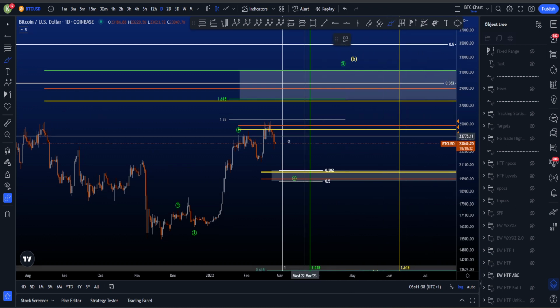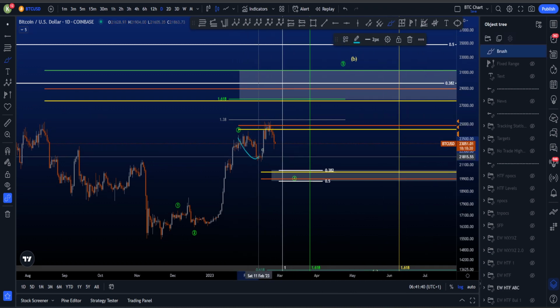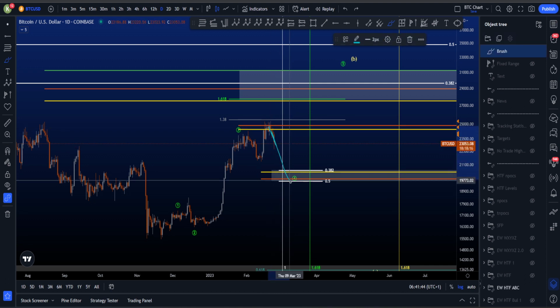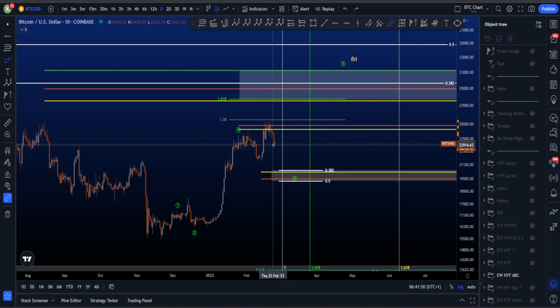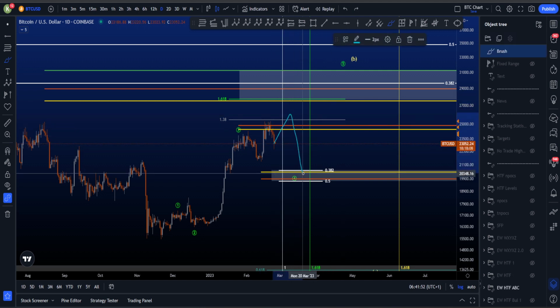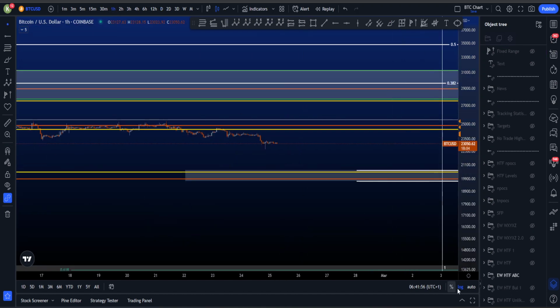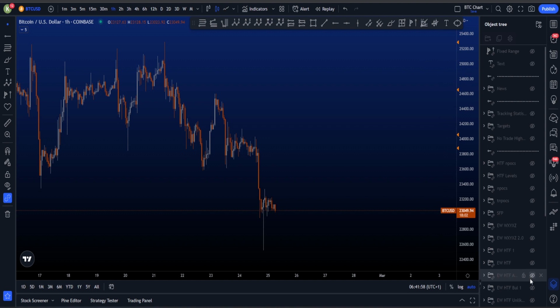So this is what I'm looking for. Now the question is, if this is an expanded flat, are we now going to the downside with the move that we see over here and go towards the target area for wave 4 before then 5 up? Or can we expect another move to the upside before going down to this area? On a lower time frame, I have a couple of scenarios that I want to talk to you about.